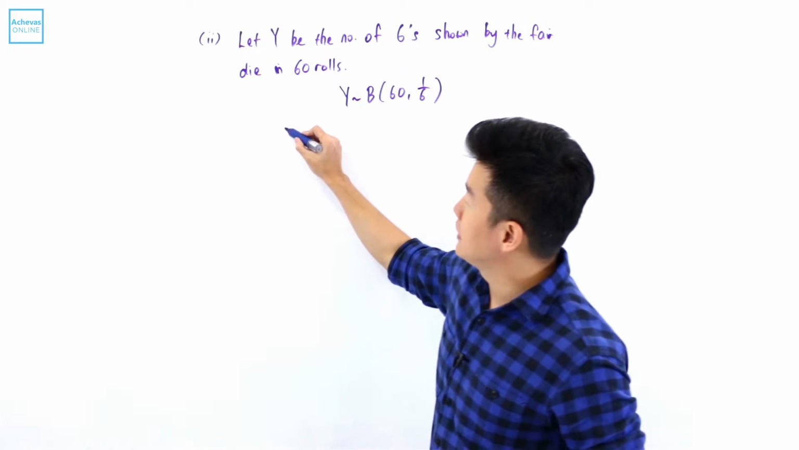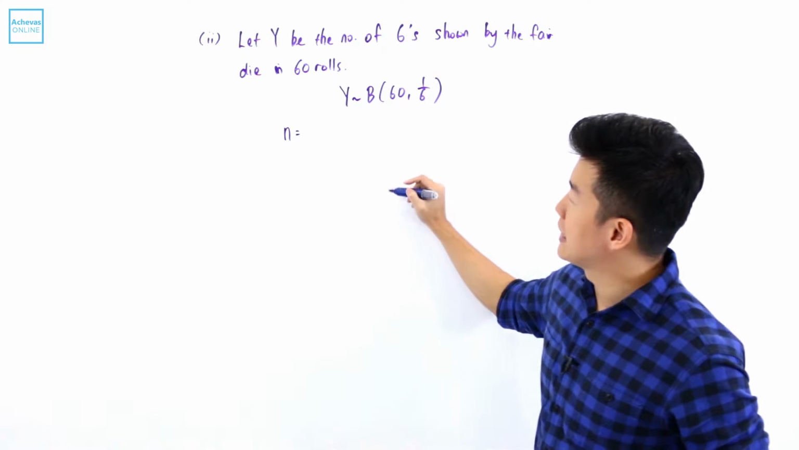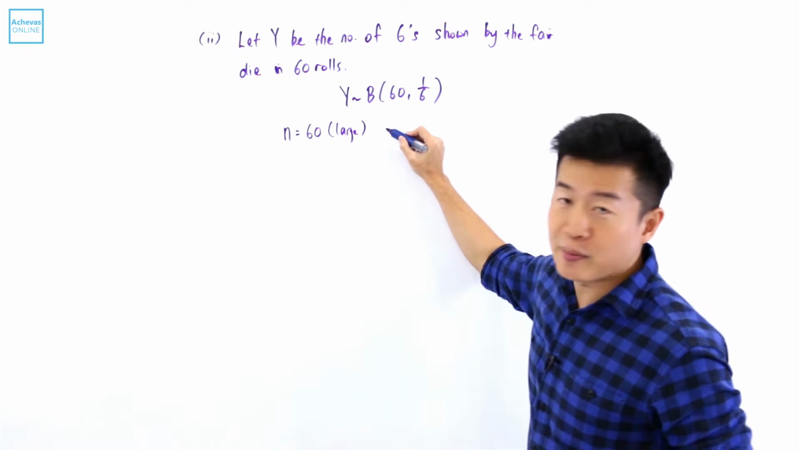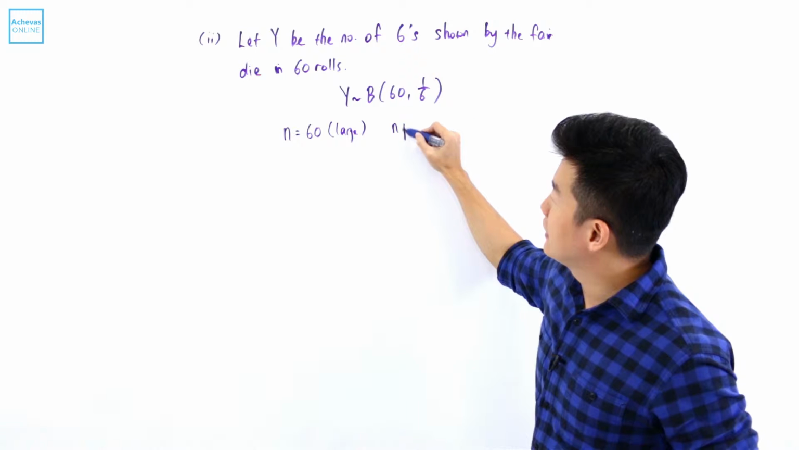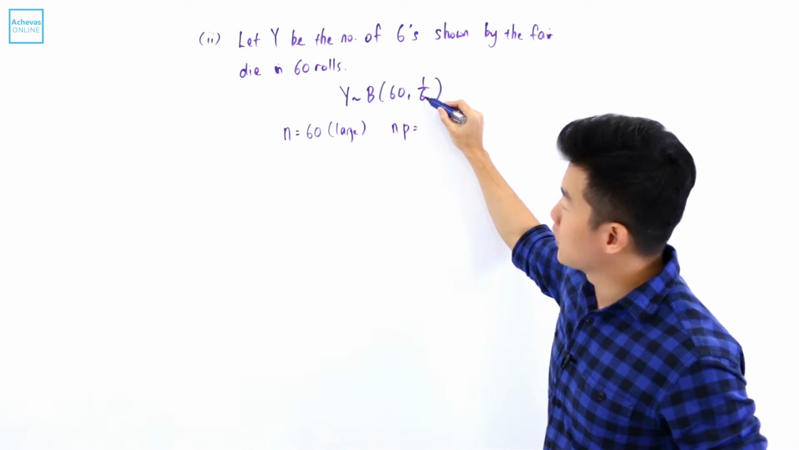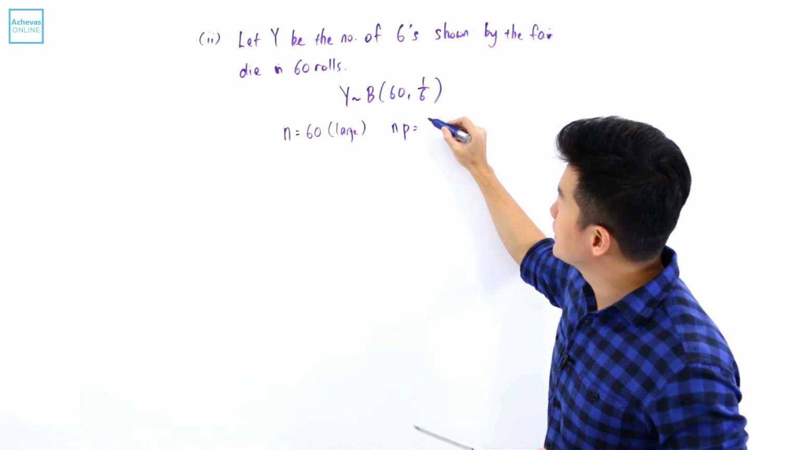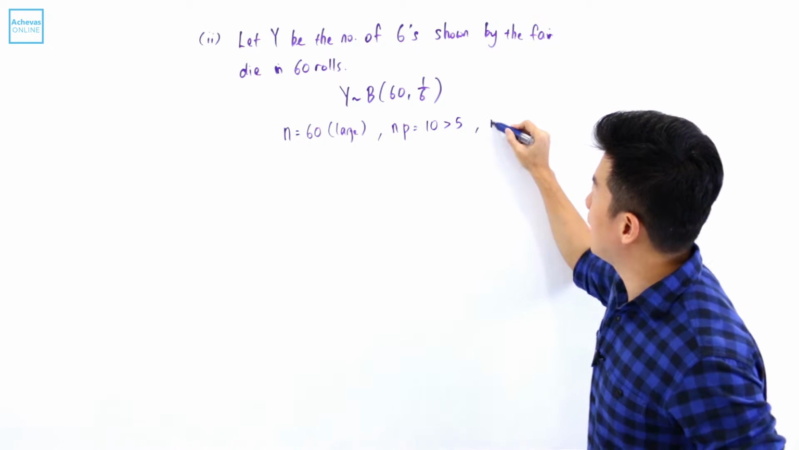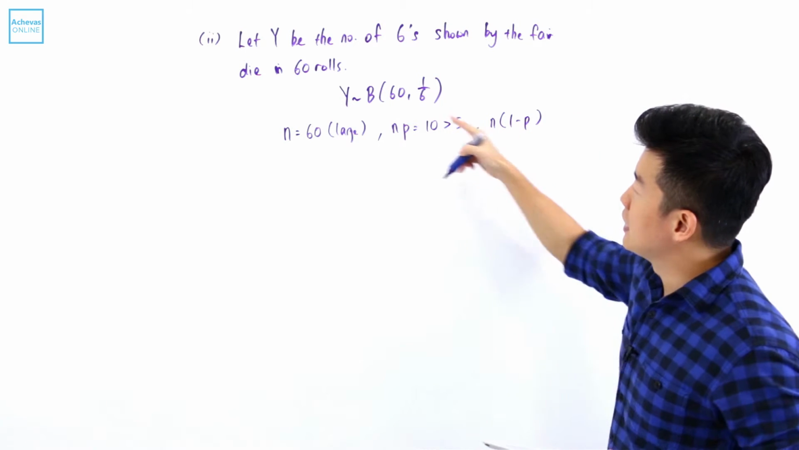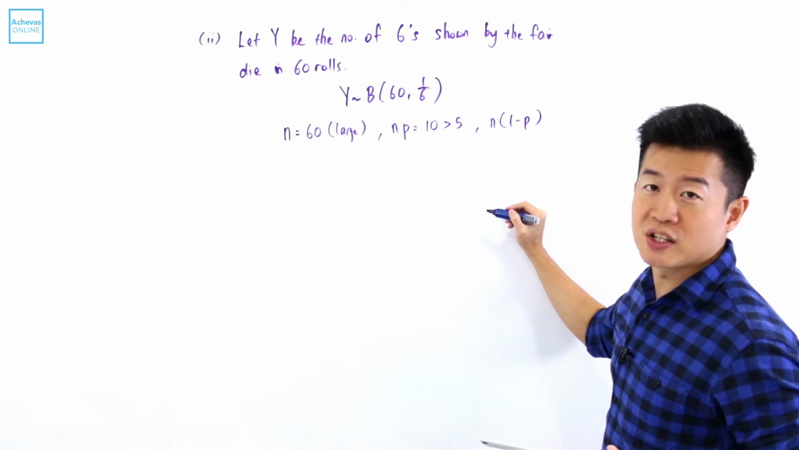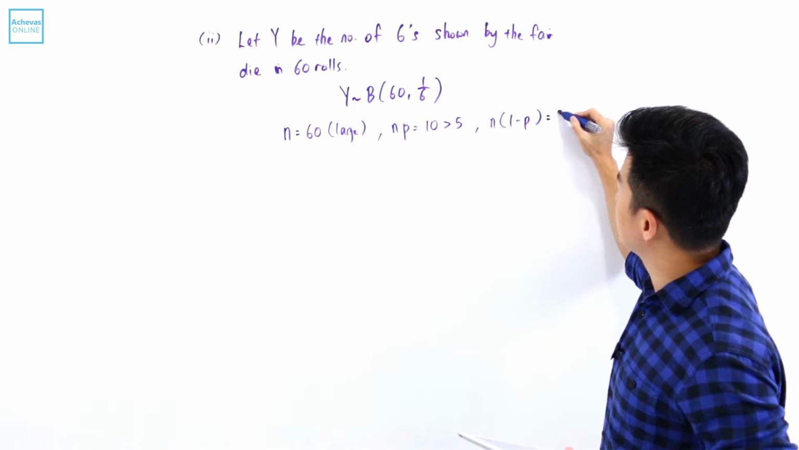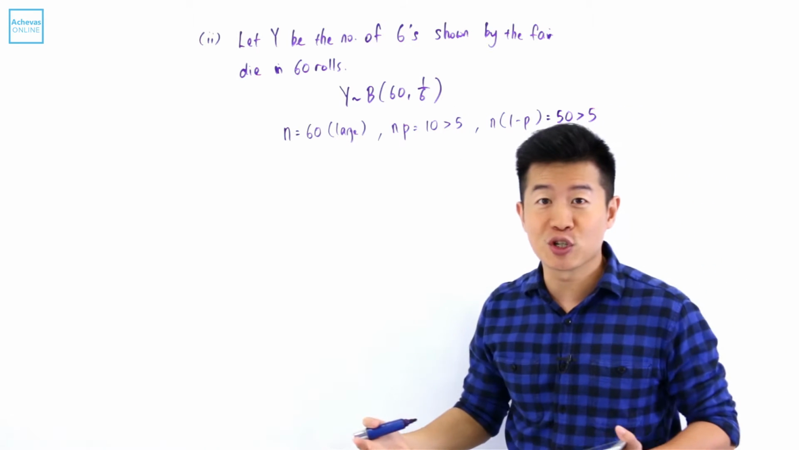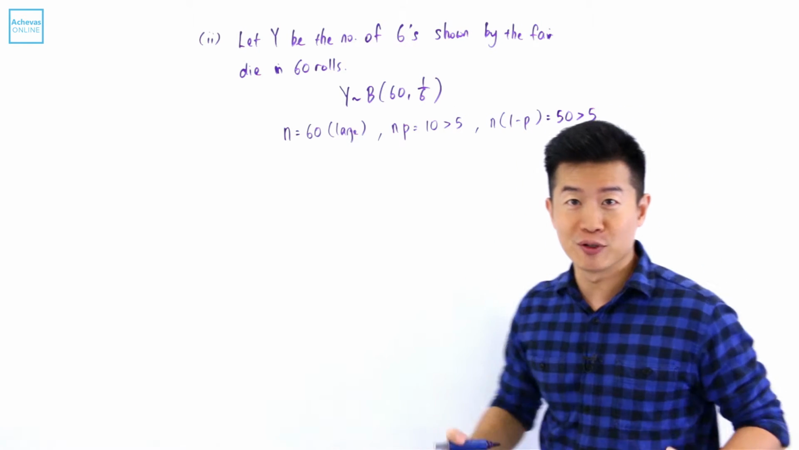Okay, to do an approximation, let's check the number of trials. The number of trials here is 60. This I will consider as large. Then I'm going to check n times p. n times p is 60 multiplied by 1 over 6, which is 10. This is bigger than 5. And I'm going to check n times 1 minus p. So 60 multiplied by 1 minus 1 over 6, and this I'm going to get 50. And this is also bigger than 5. Which means that this binomial distribution can be approximated to a normal distribution.